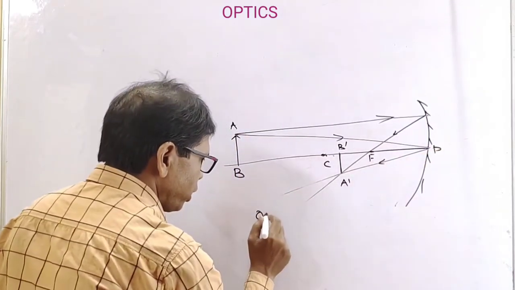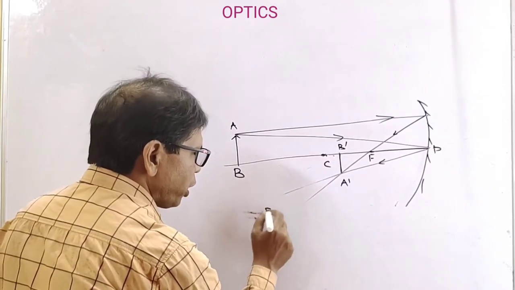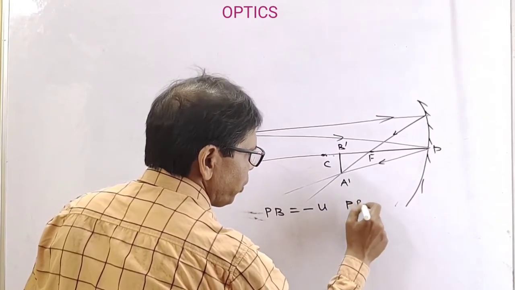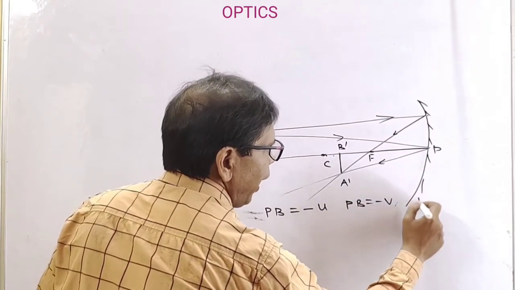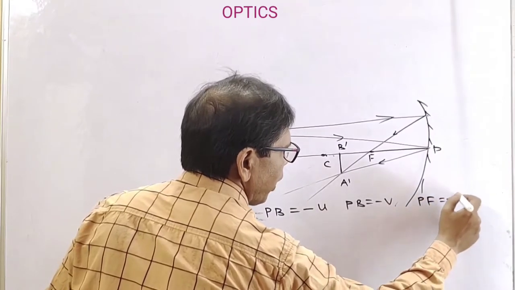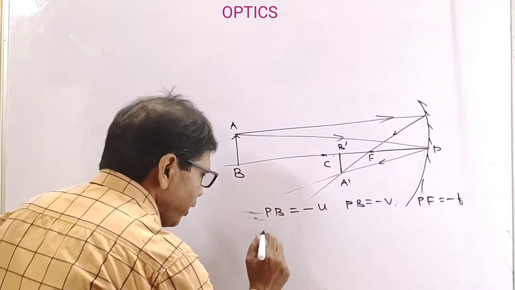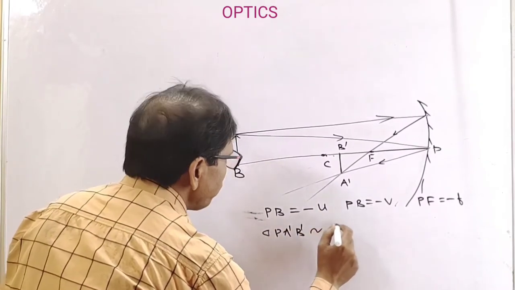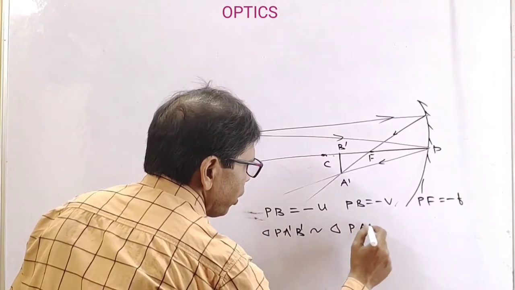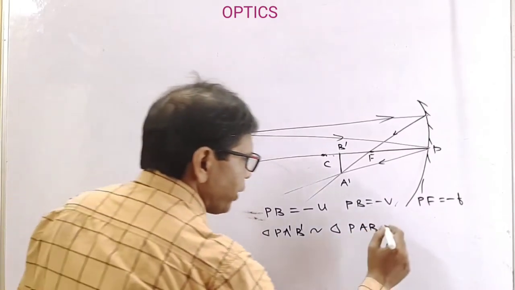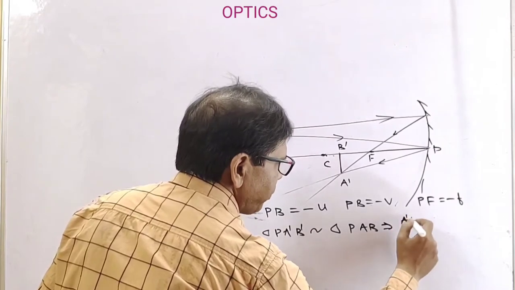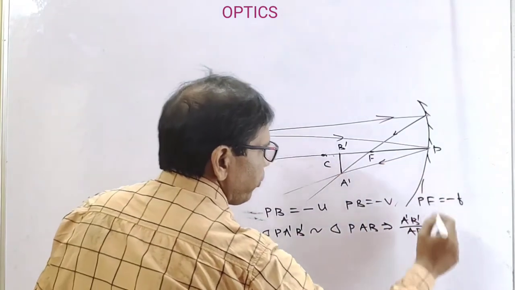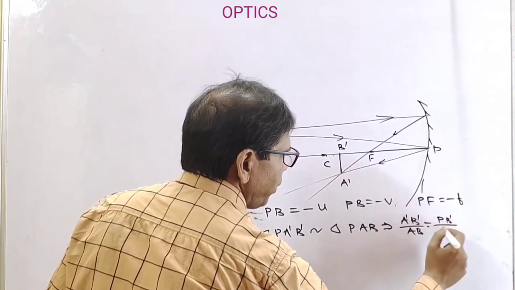Now, from sign convention, look at this. The object distance PB equals minus U. Image distance PB' is minus V. And focal length PF equals minus F. Look at this: the triangle PA'B' is similar to triangle PAB. Now, A'B' divided by AB equals PB' divided by PB.